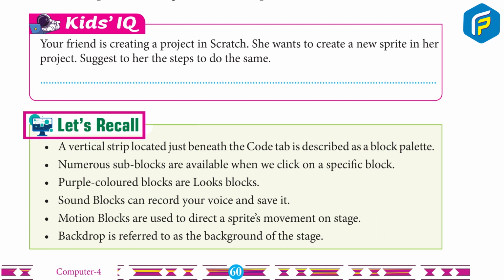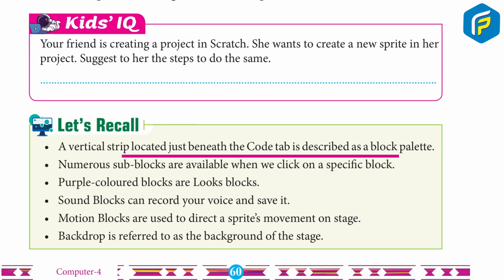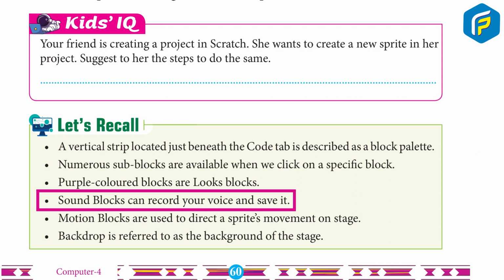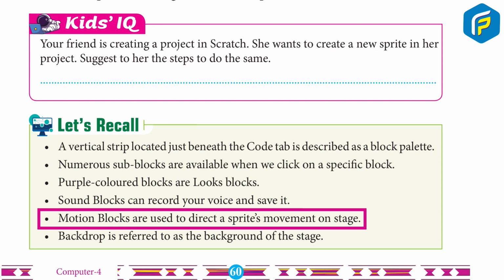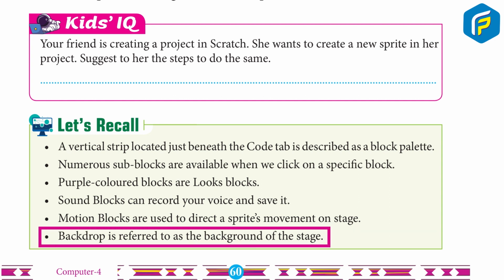Let's recall. A vertical strip located just beneath the code tab is described as a block palette. Numerous sub-blocks are available when we click on a specific block. Purple colored blocks are looks blocks. Sound blocks can record your voice and save it. Motion blocks are used to direct a sprite's movement on stage. Backdrop is referred to as the background of the stage.